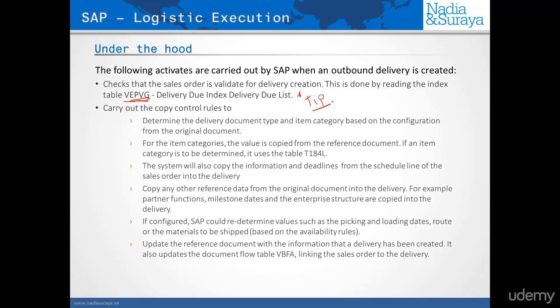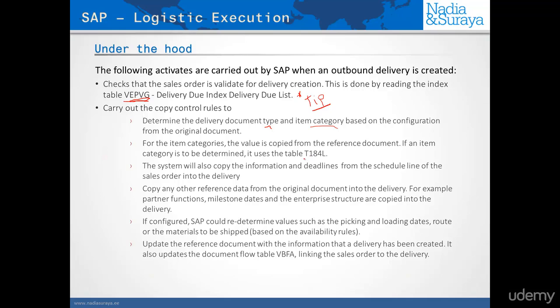Okay, so once you've started the delivery creation, the system will then start the copy control rules. We'll have a look at that in another lecture, but in the copy control rules, it has a document type and the item category. It determines the document type by the sales order. It looks at the configuration for the delivery type, we saw that, and the item category is the same. So it will take that item category that's in the sales order and copy it across into the delivery.